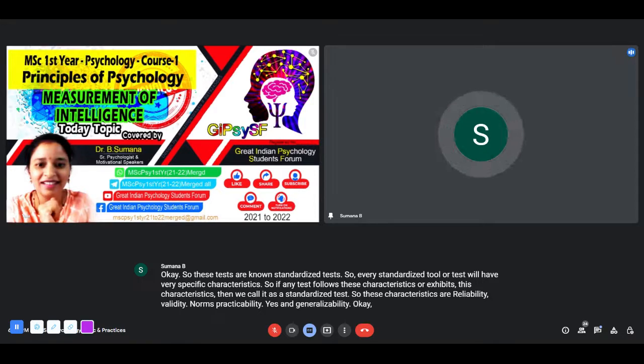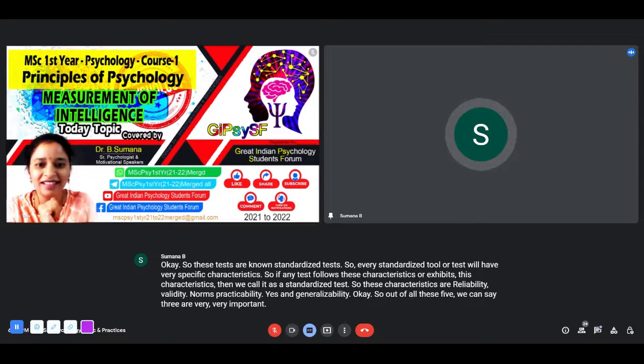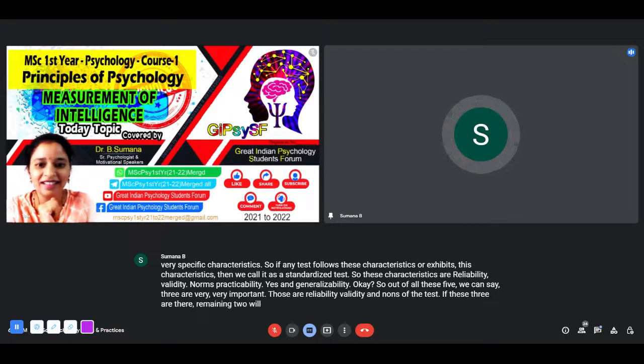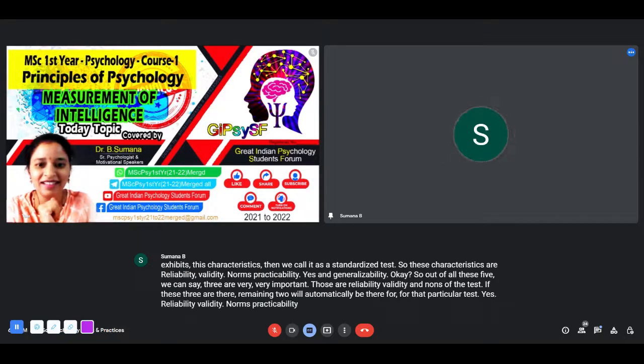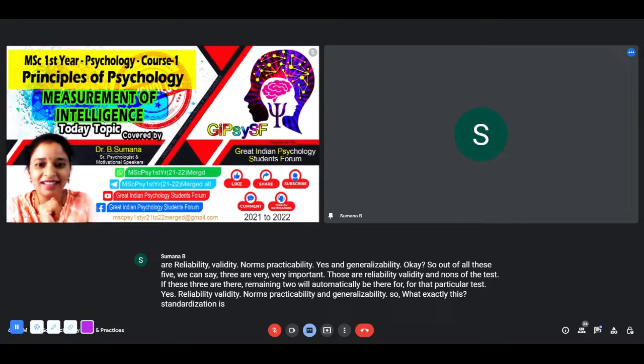Out of all these five, three are very important: reliability, validity, and norms of the test. If these three are there, the remaining two will automatically be there for that particular test. Reliability, validity, norms, practicability, and generalizability. So what exactly is standardization? Do you know what exactly reliability and validity are?